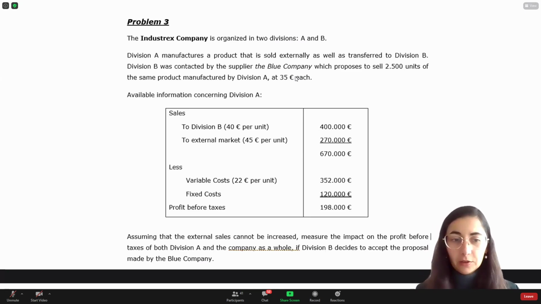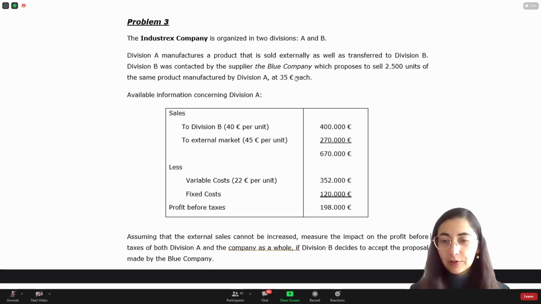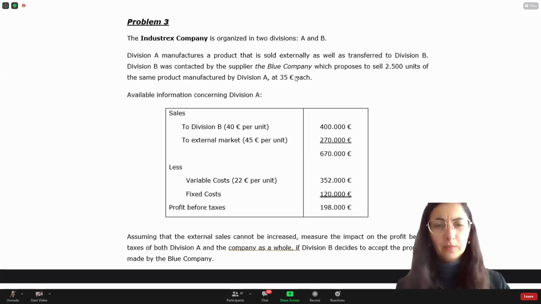So we have here Duarte with the answer of 32,500. Do you want to explain how you got this value, Duarte? So is this for division A? Is this for the company as a whole? It's for the company.